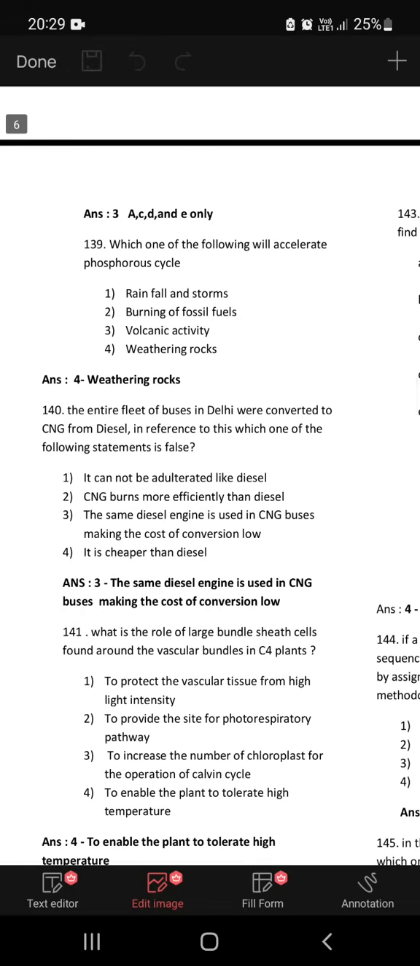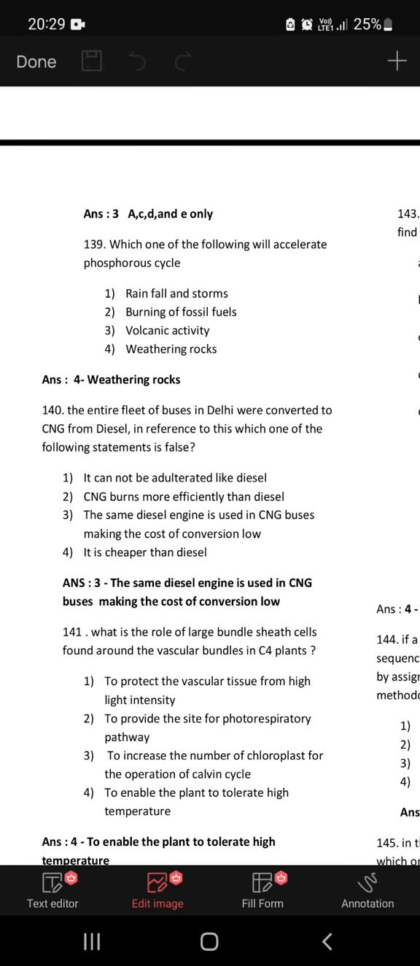Which one of the following will accelerate phosphorus cycle? The breakdown of rocks, weathering of rocks, will accelerate phosphorus cycle. That is the correct option because phosphorus is found in the rocks.